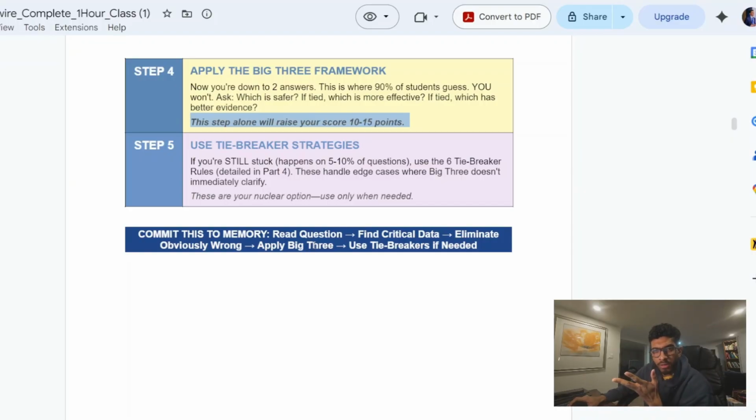And then you eliminate the obvious ones. Out of the 4, you've already eliminated 2, and now you're left with 2. There you apply the Big 3, ortho, neuro, cardio, right? And you see which one will be the most right one. Even then, they can still look very similar, and it can be a tiebreaker. So there you use the 6 tiebreaker strategy, and you end up with one answer, and that will be the right answer. And if you choose the right answer every single time, you're going to clear that exam on one try.